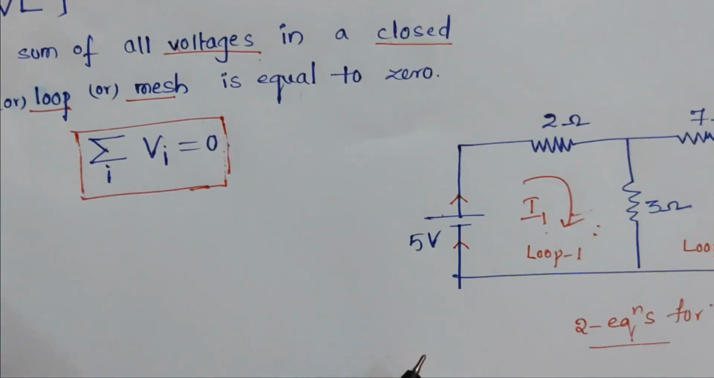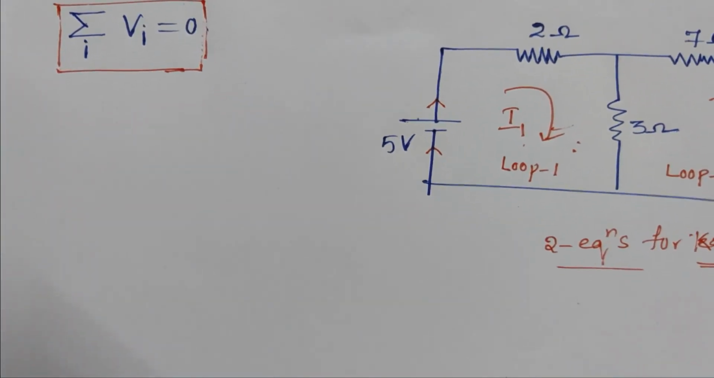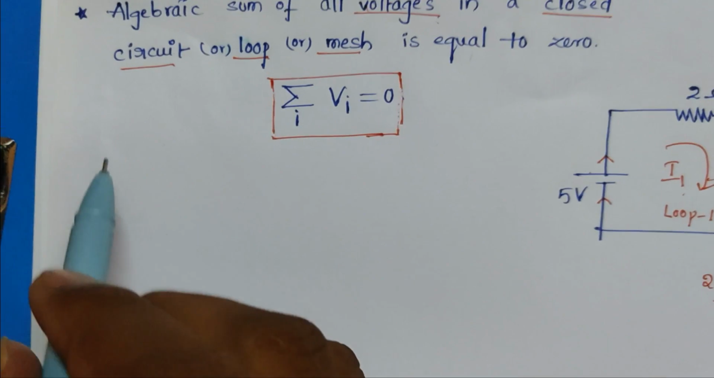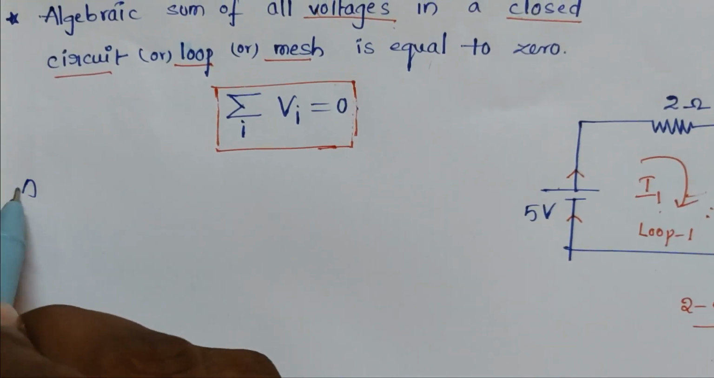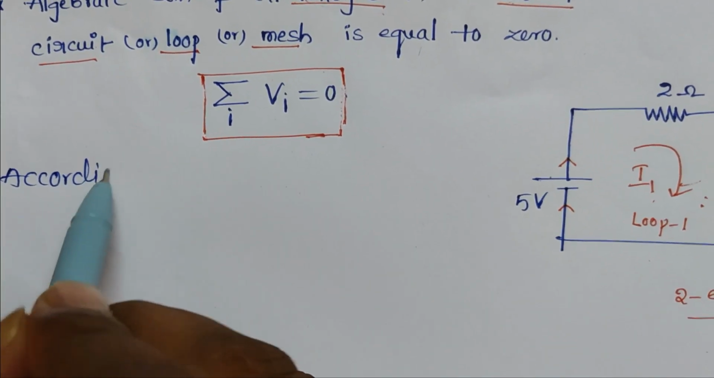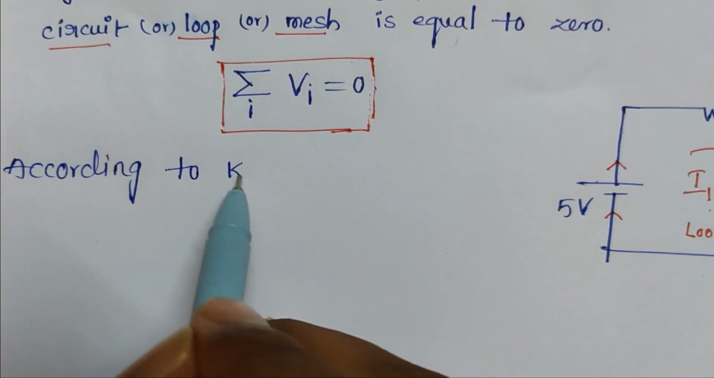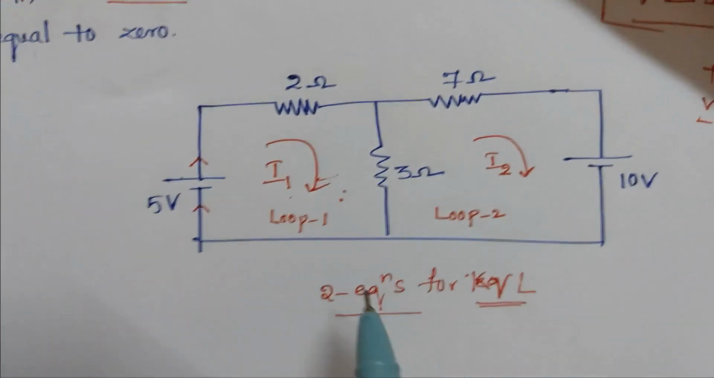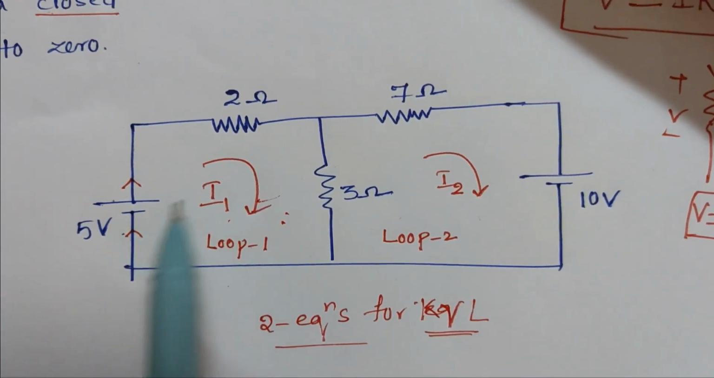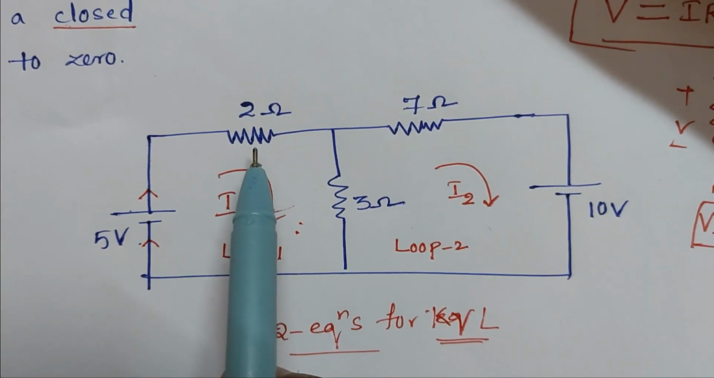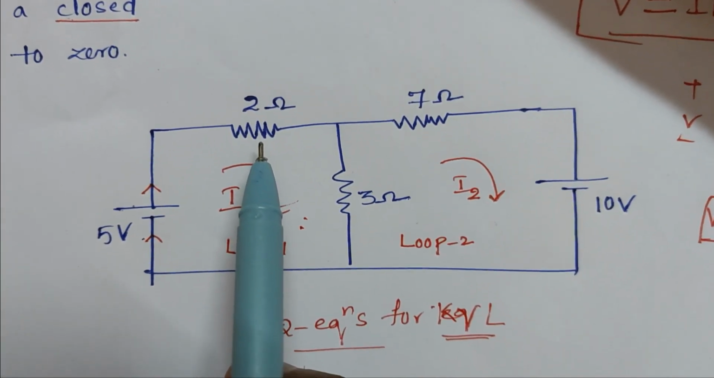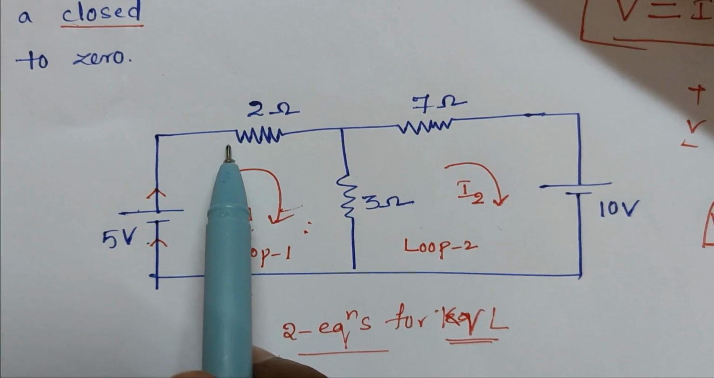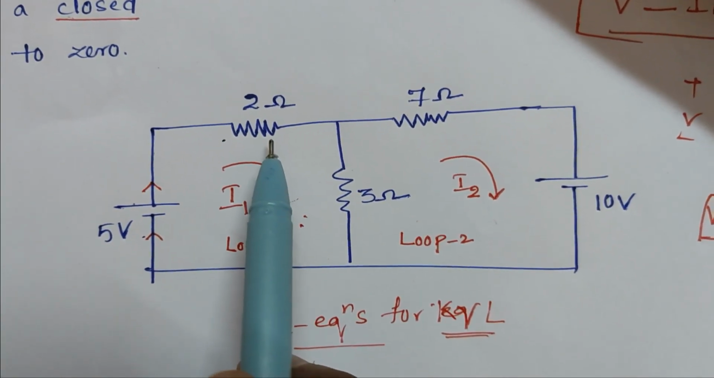Let me take another pen. I'm going to write according to KVL. So what is KVL here? According to KVL, the algebraic sum of voltages equals 0. Here the voltage is unknown, and here we have a voltage source. So what is the voltage across a capacitor? Sorry, across a resistor. That is the current through the resistor times the resistance value.